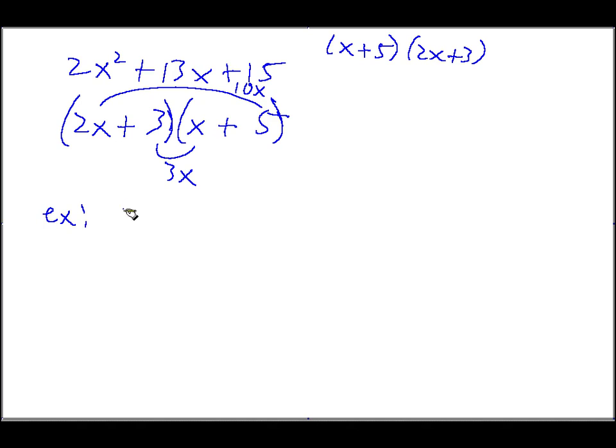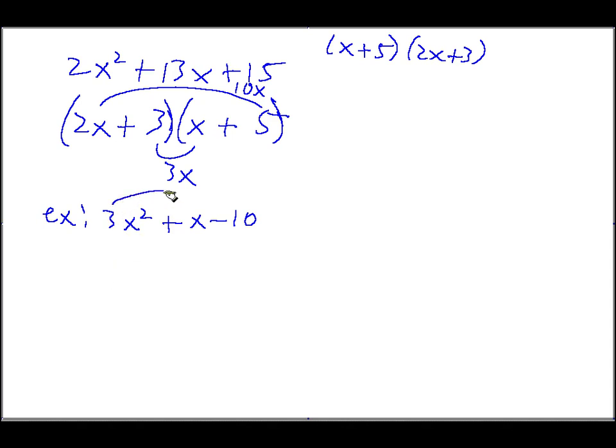Let's look at another problem here. Let's look at 3x squared plus x minus 10. Okay, let's try this one. Again, I'll use the AC method first, and then I'll use trial and error. So let's use the AC method here.